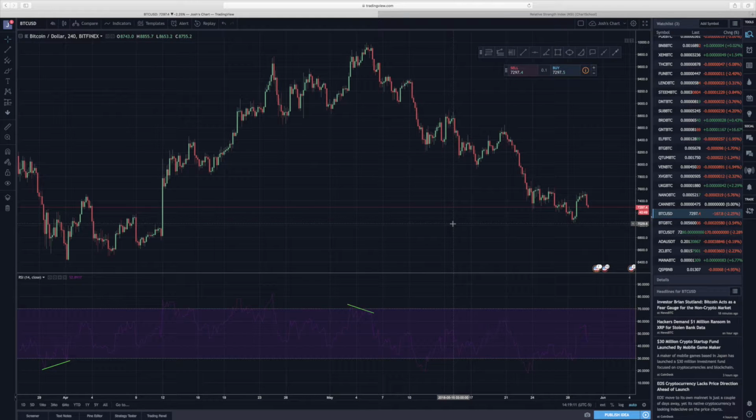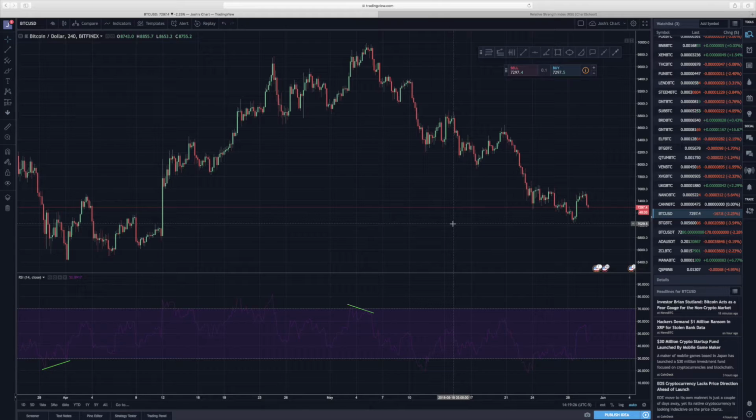So you can see those two as the same or very similar, the failure swing and divergence, except with divergence, you look at price action also. Failure swing is just RSI. But yeah, those are the three indicators that you'll be dealing with in the RSI.